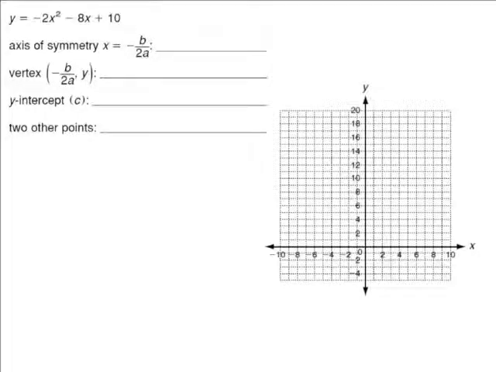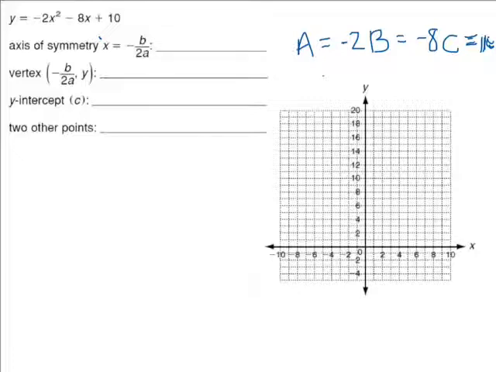Alright, the first problem we have here is this guy right here. We got negative 2x squared minus 8x plus 10. The first thing we really need to do is find what A is, what B is, and what C is. A is going to be negative 2. B is negative 8. And C is positive 10. Now, the first thing we need to find is that zipper, or the axis of symmetry.